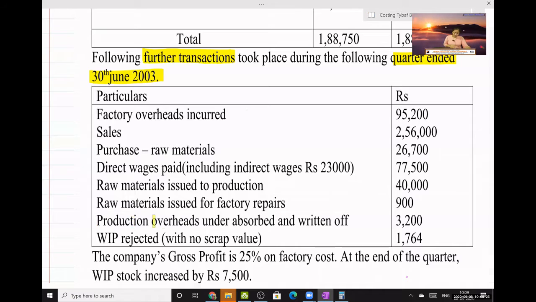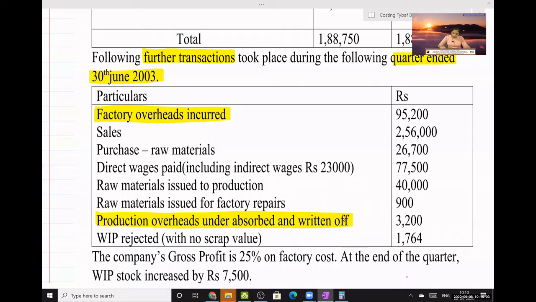Okay, see this. Production overheads under absorbed and written off. We generally have factory overheads paid, charged, and absorption is the balancing figure. But in this question, absorption is given. So we'll see when we close the ledger what will be the balancing figure. So one thing to remember: here factory overheads incurred is paid, and factory overheads under absorption is given. So after pay comes charge, and after charge comes absorption. That means the second one is missing in the question, so that is what we have to find from the ledger.